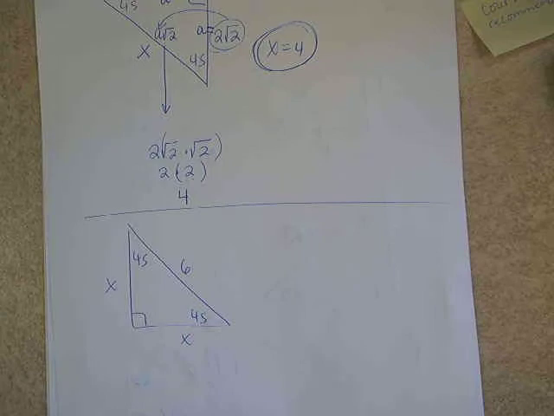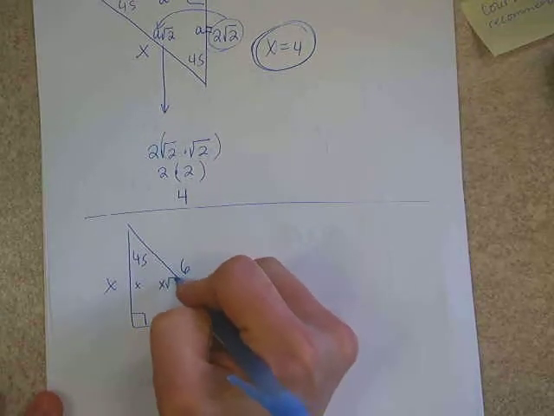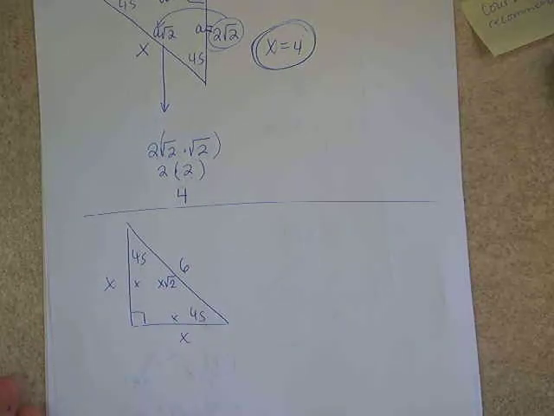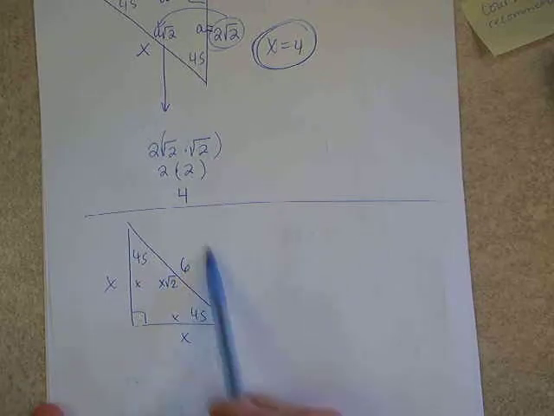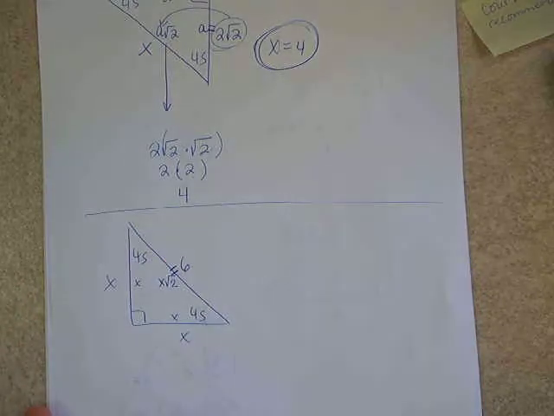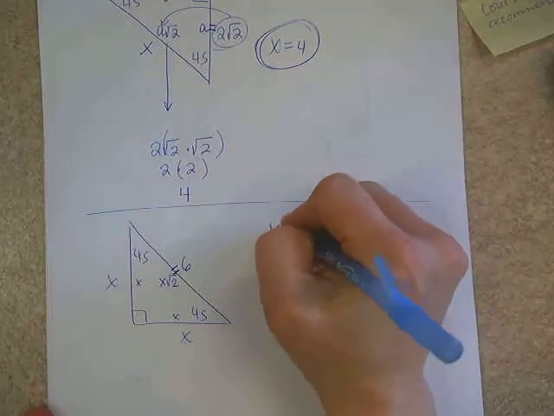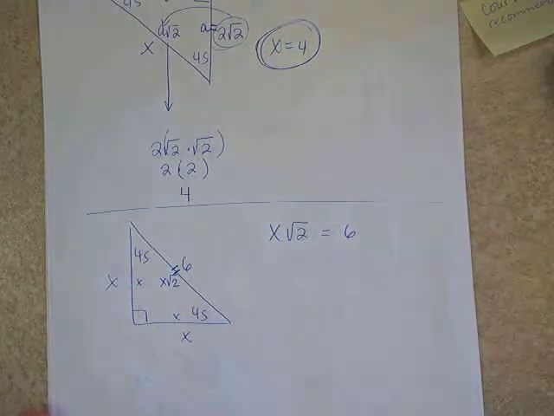Okay, now if this were 6 radical 2, that would be really easy because you would just take off the radical 2. But when there's no radical 2 to divide out, we're still going to say, okay, this is x, x, and x radical 2. So you start with the equation that you have, basically. Okay, so x radical 2 equals 6.